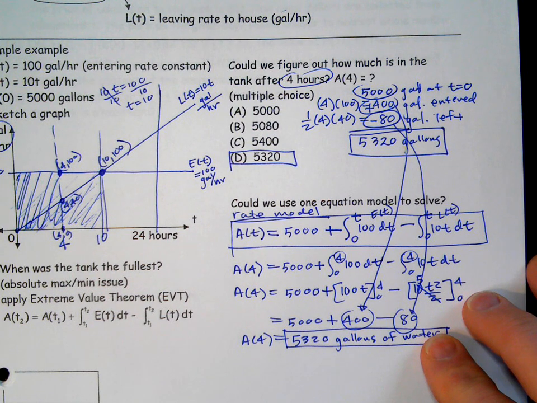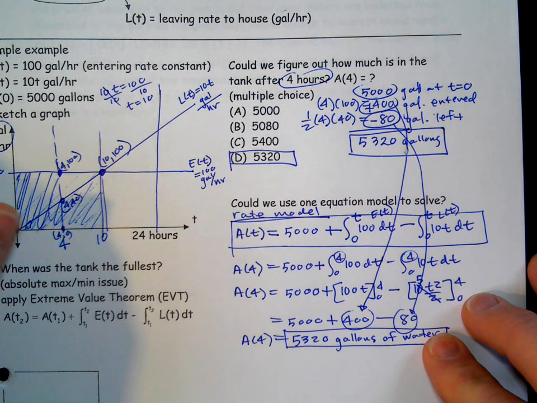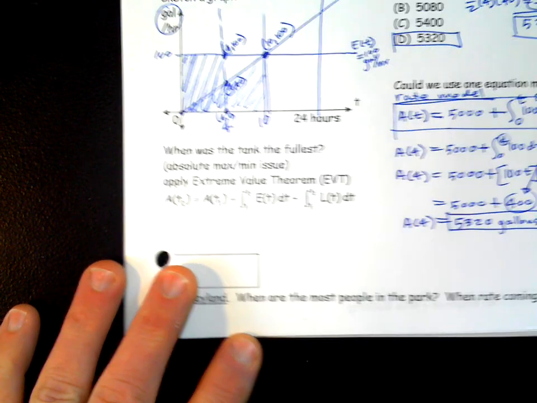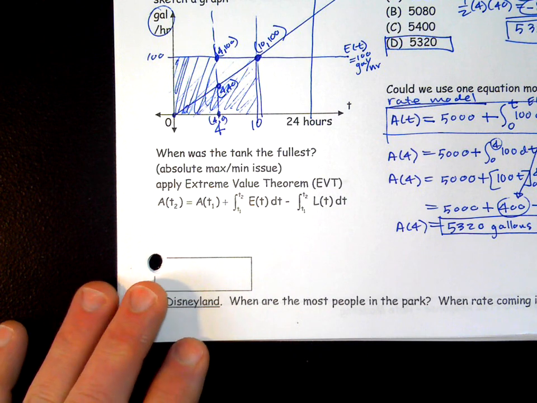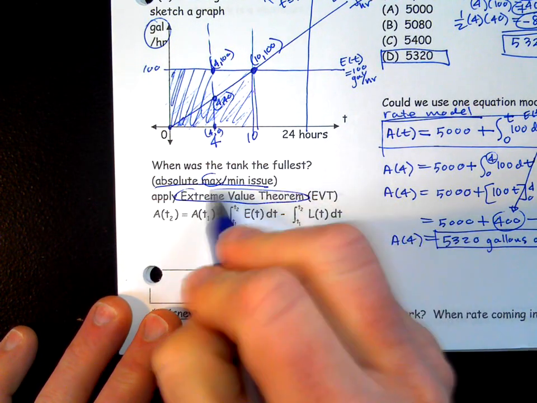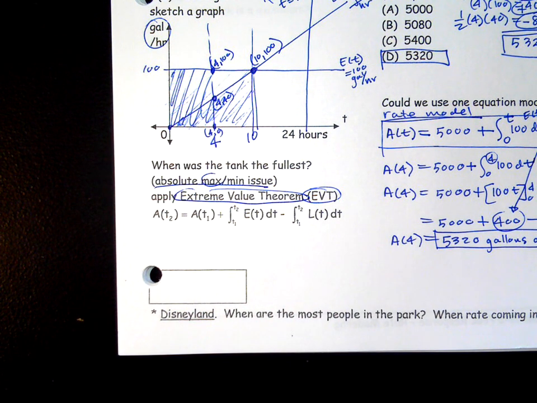Another really common question is to ask you about some kind of extreme scenario involving the word problem that you're doing. So in this case, we could say, when is the tank the fullest? That's an absolute max min issue, which is extreme value theorem, EVT, which we've used a lot this year, but I feel like we've taken a break from it. Last couple chapters, I don't think I've asked you for it because we've been doing a lot of this area and volume stuff. So how do we do EVT?